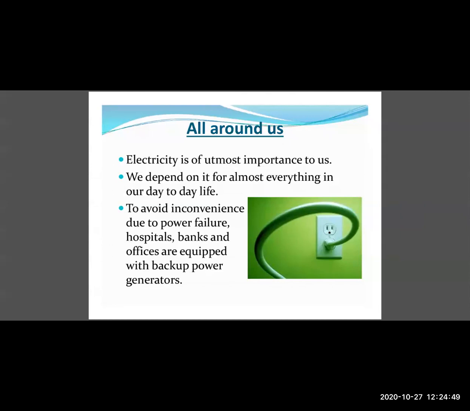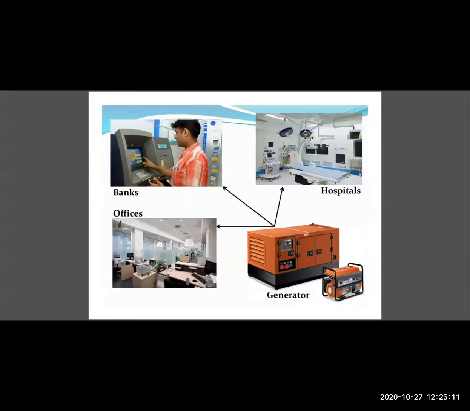To avoid inconvenience due to power failure, important services like certain hospitals and banks need to run 24 hours every day, right? So they need an uninterrupted power supply. In that case, they make use of power generators, which generally run on diesel, petrol or kerosene, for backup power. You can see the example here: a generator, which is generally fitted in hospitals, banks or offices, which provides them with uninterrupted power supply.